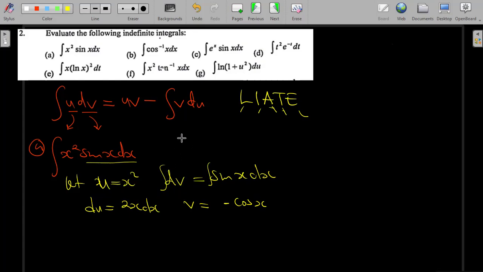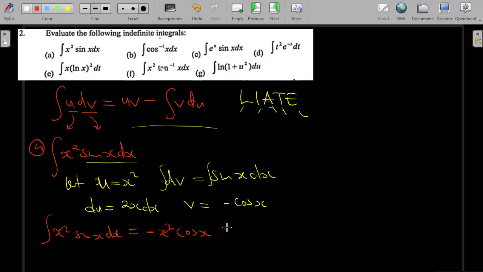Now you can replace in your formula, which says uv minus the integral of v du. So when I replace, the integral of x squared sine x dx is going to be equal to, my u is x squared, my v is negative cos x, so this will be multiplied by negative cos x, like this.